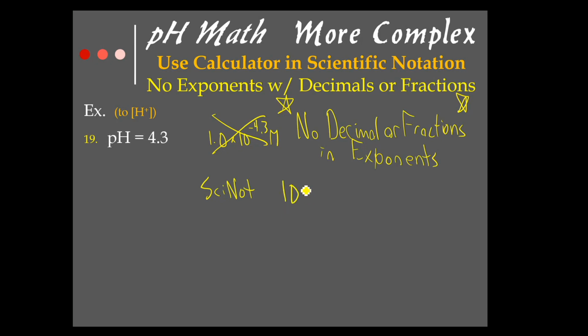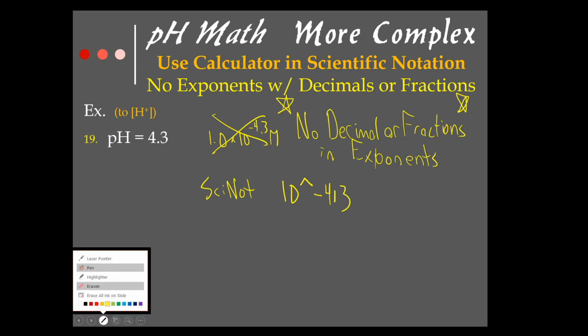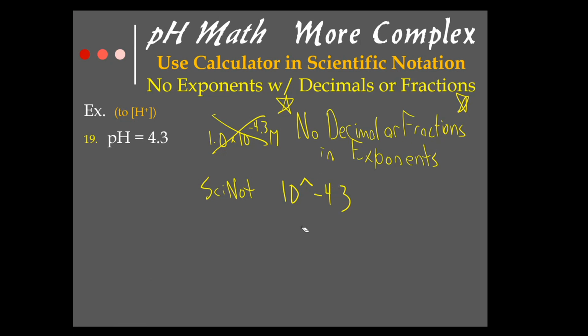Then you're going to type 10 caret, if you have a caret. If not, you have to figure out how to get it to the exponent level. Negative, whatever the question tells you. In this case, 4.3. I don't know why my pen sometimes does that, but sometimes it does. All right. You're going to want to type in your calculator 10 caret negative 4.3. Then you hit equals, and it's going to spit you out an answer.